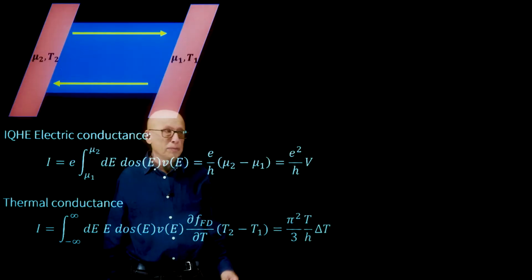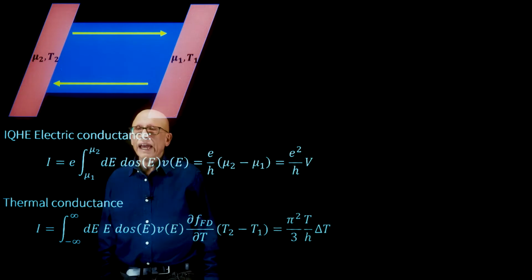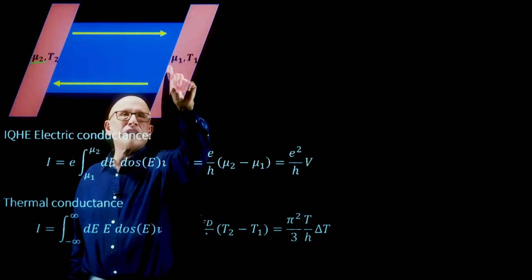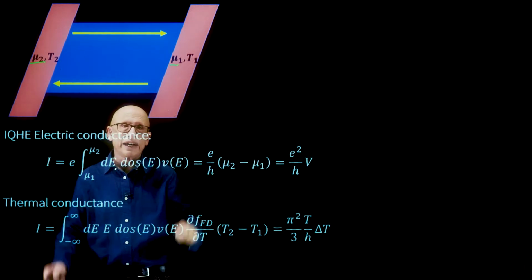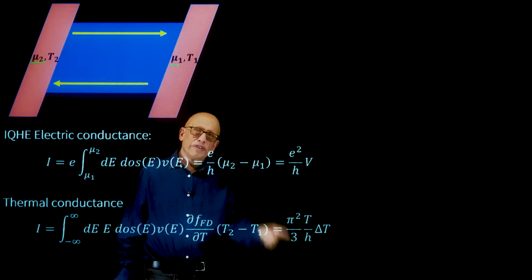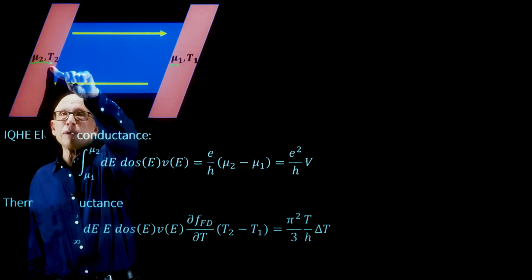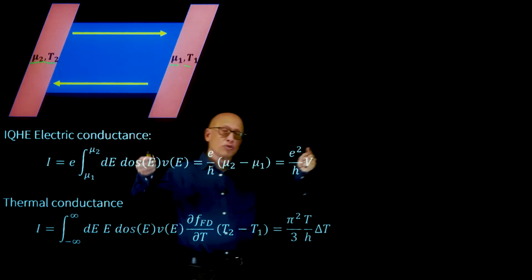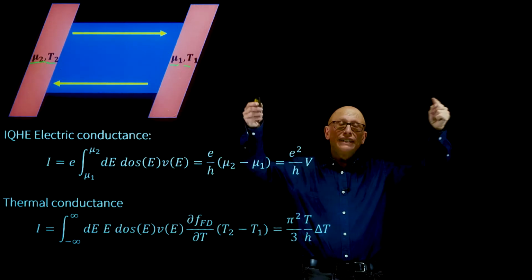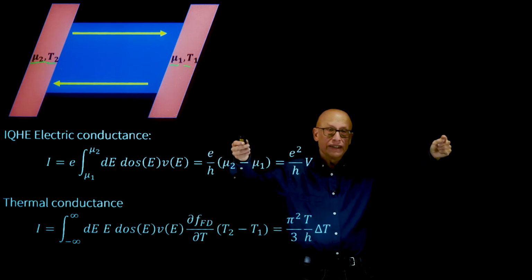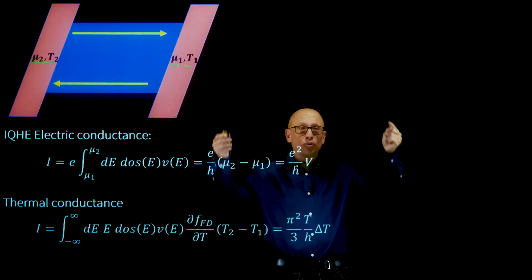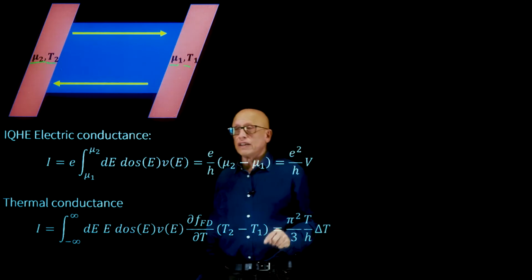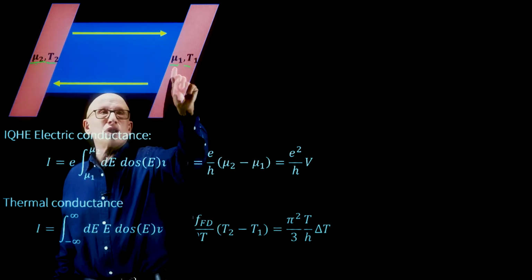So let's look at this geometry, the one I just drew for you. And imagine a situation where either we put different chemical potentials on the two sides of the system, or we put two different temperatures on the two sides of the system. And let's ask, in the case of two different chemical potentials, what is the electrical current that's flowing? In the case of two different temperatures, what is the thermal current that's flowing? So let's start with two different chemical potentials.